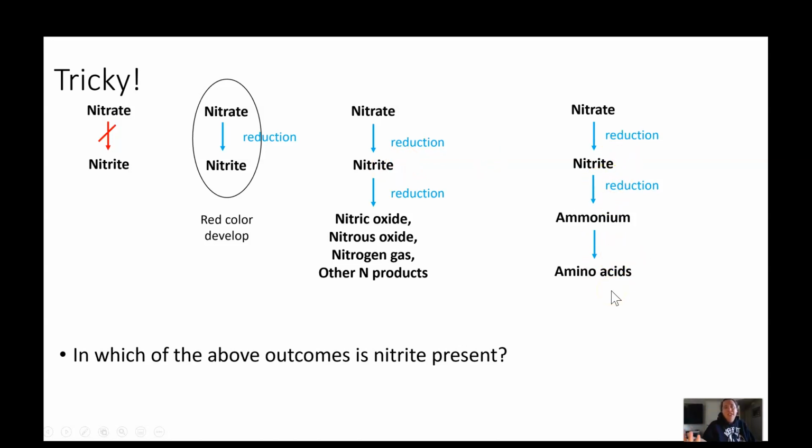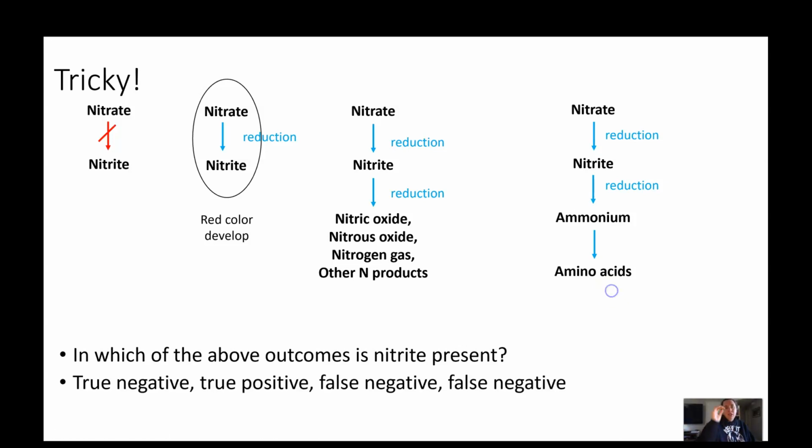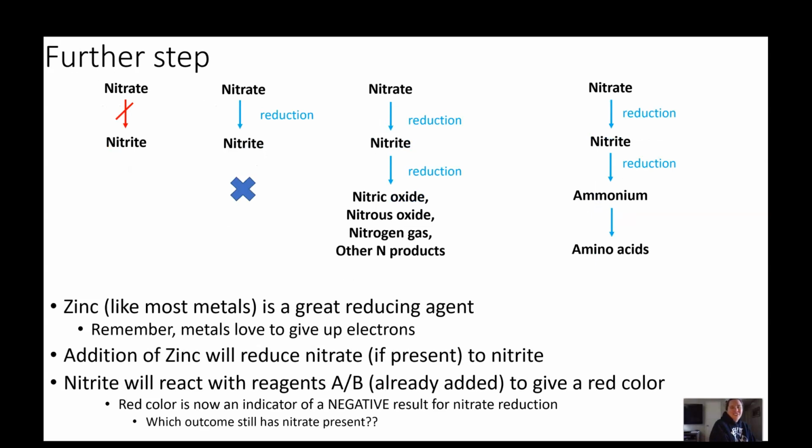into other end products. So if we were to stop at this point and only add reagent A and reagent B, we would get a true negative for this result. We would get a true positive for this result, but we would get a false negative for this result and this result. And that's not good enough. That would mean our test isn't sensitive enough to detect nitrate reduction if we were to stop here. So of course we have a further step. So what's that further step?